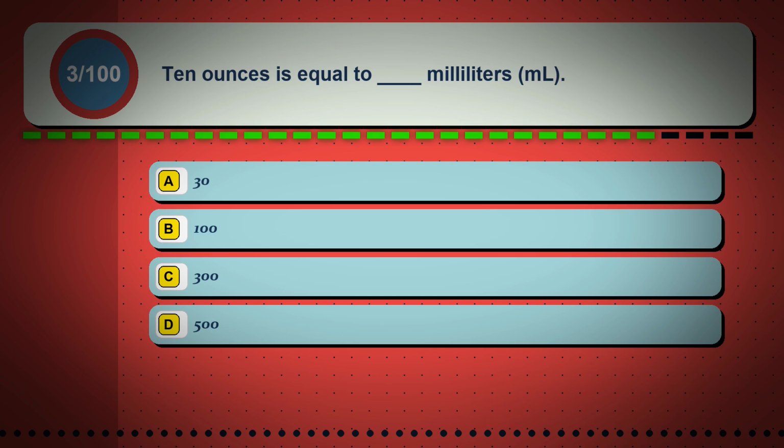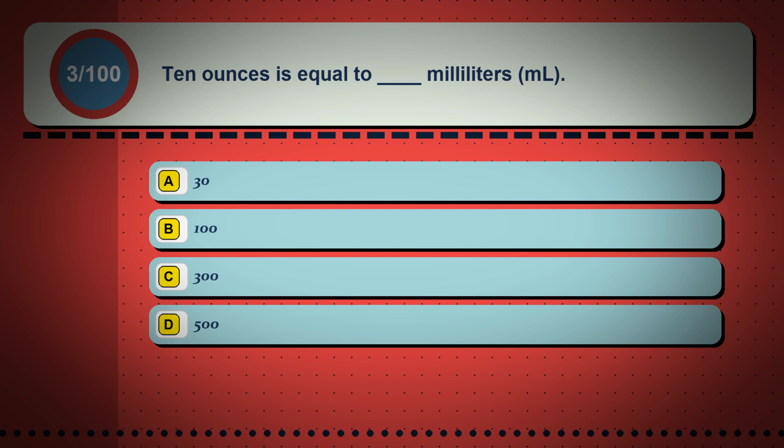Question 3. 10 ounces is equal to blank milliliters, ml. Option A. 30. Option B. 100. Option C. 300. Option D. 500.